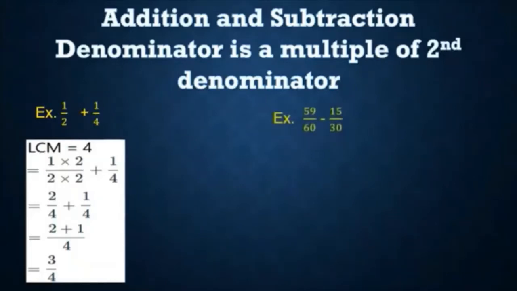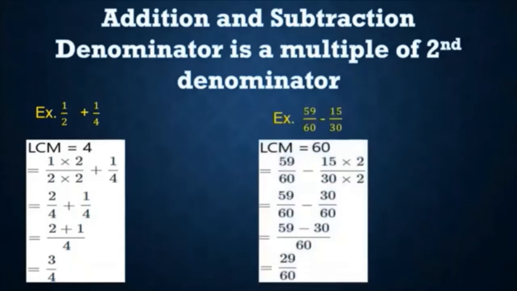Now let us use it for subtraction. For subtraction, we'll take 59 by 60 minus 15 by 30. The LCM of 60 and 30 will be 60. So it will become 59 by 60 minus 15 into 2 by 30 into 2, which is equal to 59 by 60 minus 30 by 60. 59 minus 30 is equal to 29. Therefore, 29 by 60 is equal to 59 by 60 minus 15 by 30.